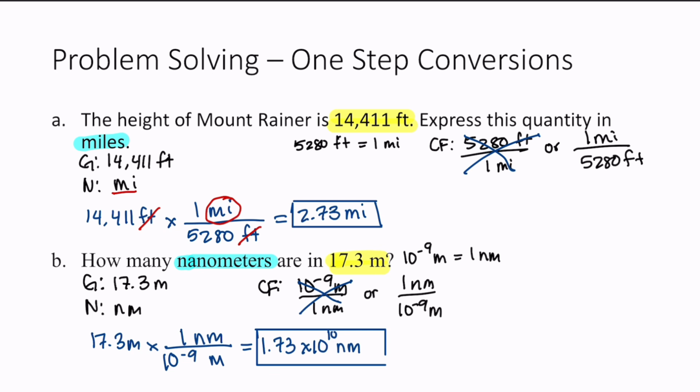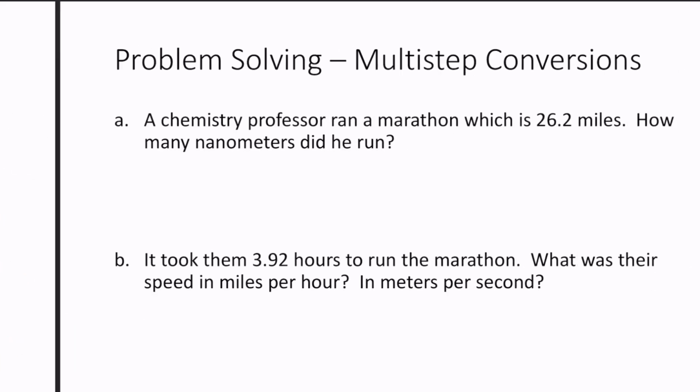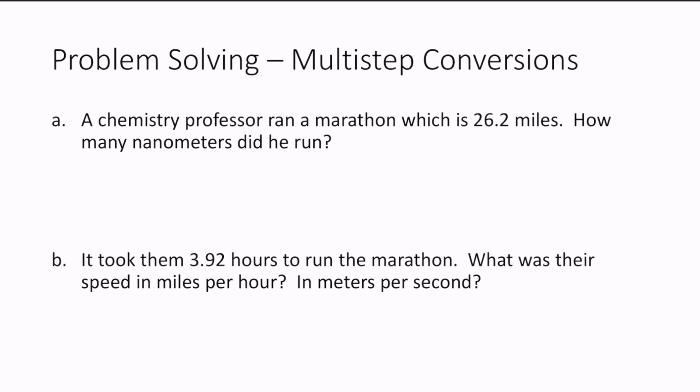These both are examples of one-step conversions. And a one-step conversion is when you only need to use one conversion factor. So I only need to find one equality. Most of the problems that we do are not going to be like this. It's not going to be where you go to your equality list and you see this one equality that relates your given and your need. Most of the time, you're going to have to use multiple conversion factors. So let's look at an example of that.